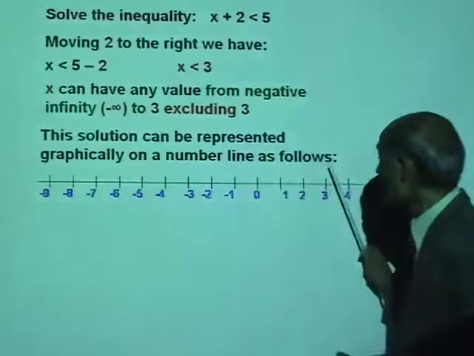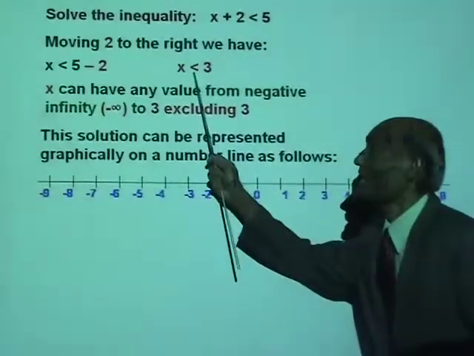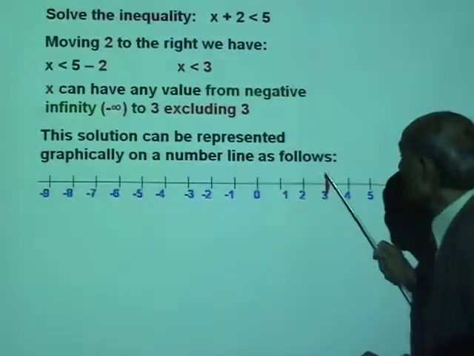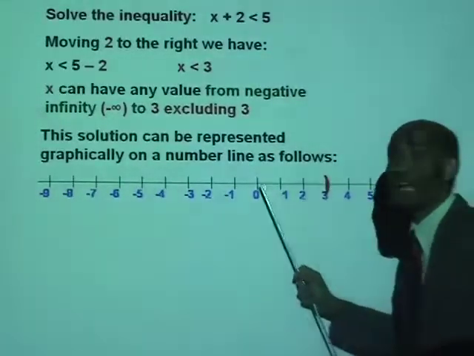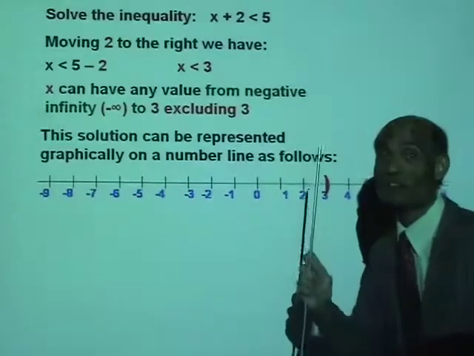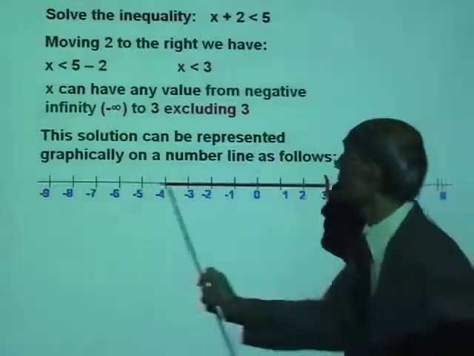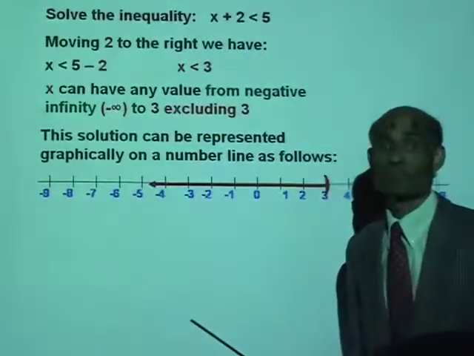Put a parenthesis on 3 facing left. Look at that, less than 3. Put a parenthesis on 3 facing left. What does the parenthesis on 3 tell you? That the 3 is not part of the solution. And then an arrow to the left.